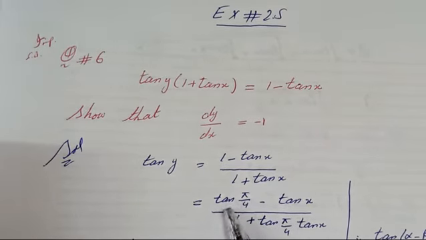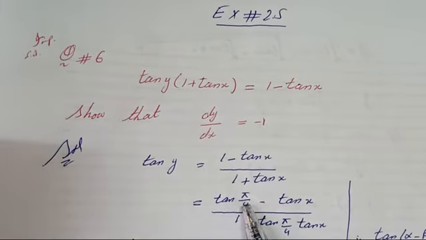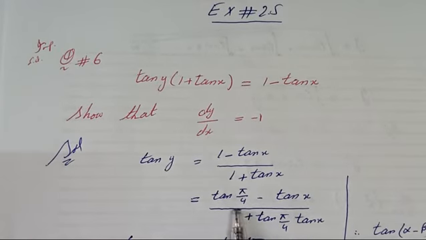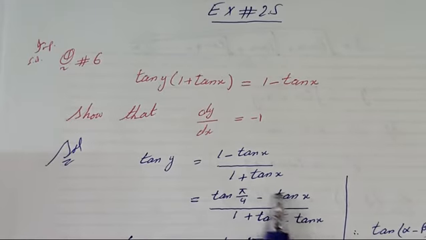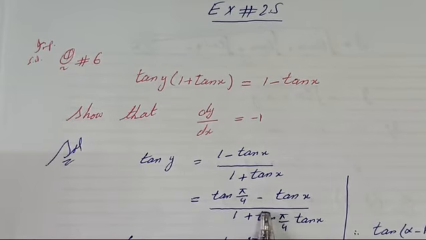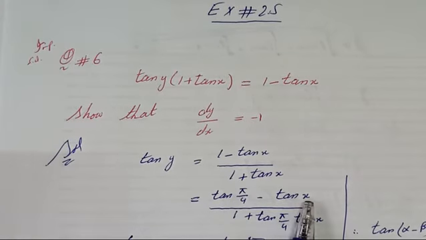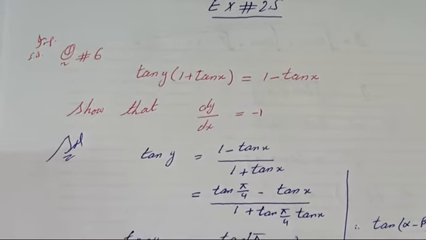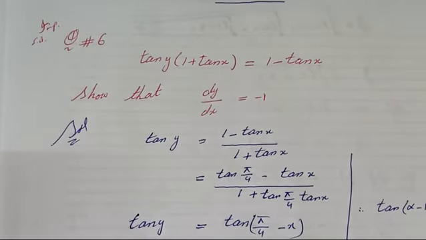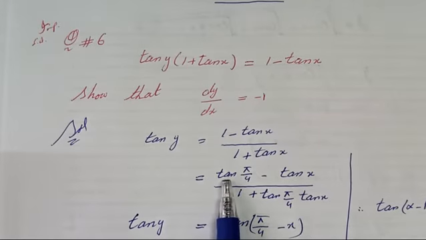Why we are doing this replacement? Because we want to convert this given statement into the tangent alpha minus beta formula. You have learned in first year about trigonometric ratios and different formulas. So now it becomes the formula of tangent alpha minus tangent beta over 1 plus tangent alpha tangent beta. So this complete expression is written as tangent alpha minus beta. Here pi over 4 is alpha and this x is beta. So we write tangent y as it is on the left hand side, while the right hand side becomes tangent of pi over 4 minus x.